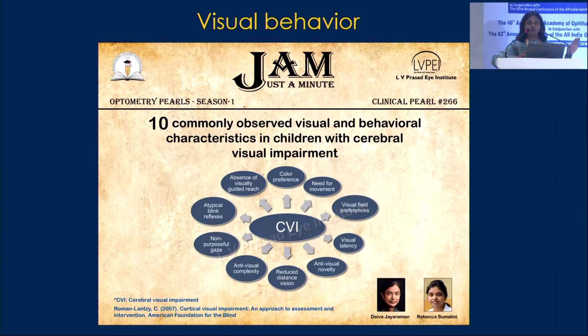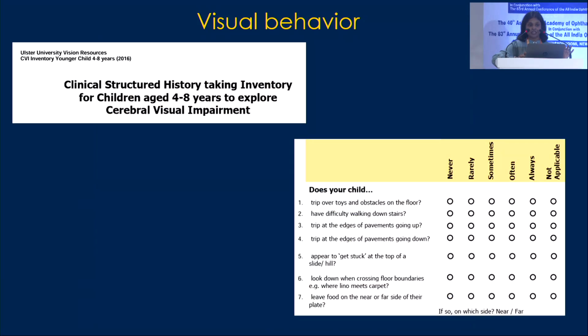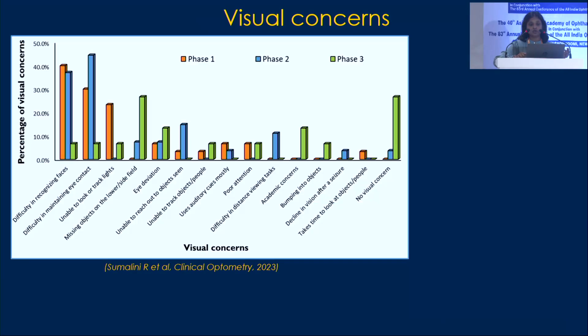While proposing these 10 unique characteristics, there's a way to assess that and actually understand the severity of CVI. We also have Gordon-Dutton's CVI inventory scale. For the age range of children from 4 to close to 12 years of age, this can be used. Simple questions are given here for your reference. These are all available on the Ulster University website. Does your child trip over toys and obstacles on the floor, trip at the edges of pavements going up or down, and simple questions like this, which can come in very handy when you're assessing the extent of CVI.